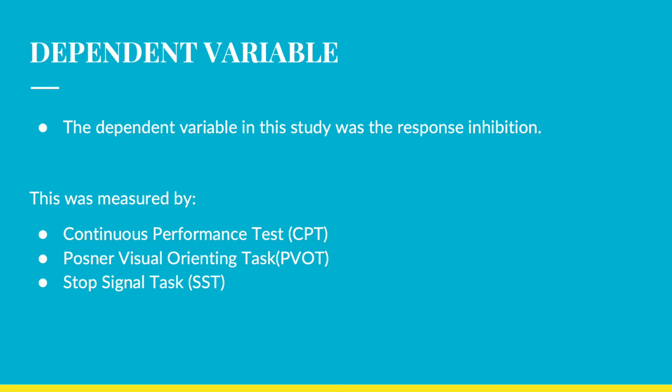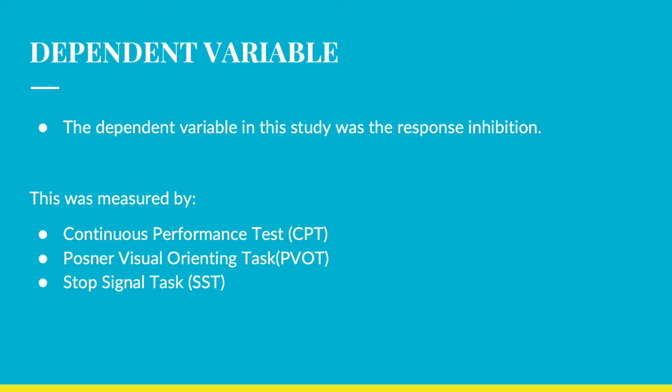The Posner Visual Orienting Task, or PVOT for short, is used to measure attention, specifically attentional shift. This task is performed by pressing the space bar when the participant views the asterisk on the screen. Lastly, the Stop Signal Task, SST, measures how quickly a response is inhibited.